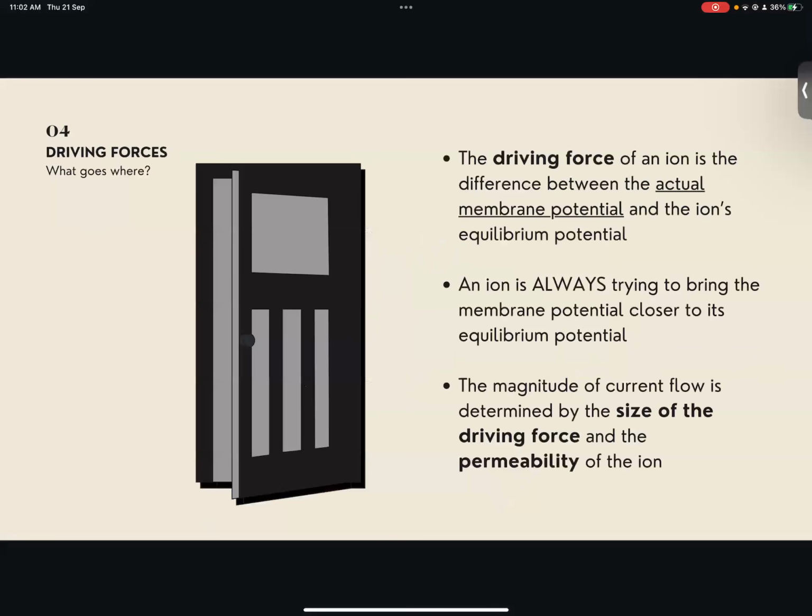So when you have a closed door, sort of like a half closed door, and there's a lot of pressure on one side, like let's say there's a lot of people piling up behind this door to get to the other side, that basically tells you a lot about the driving force.